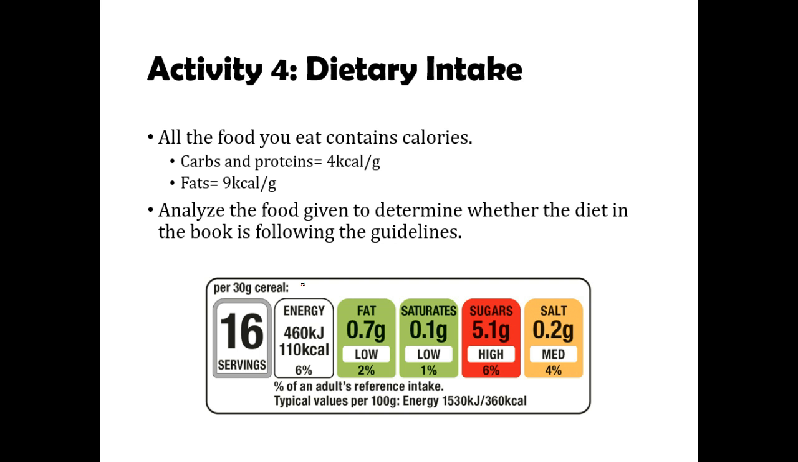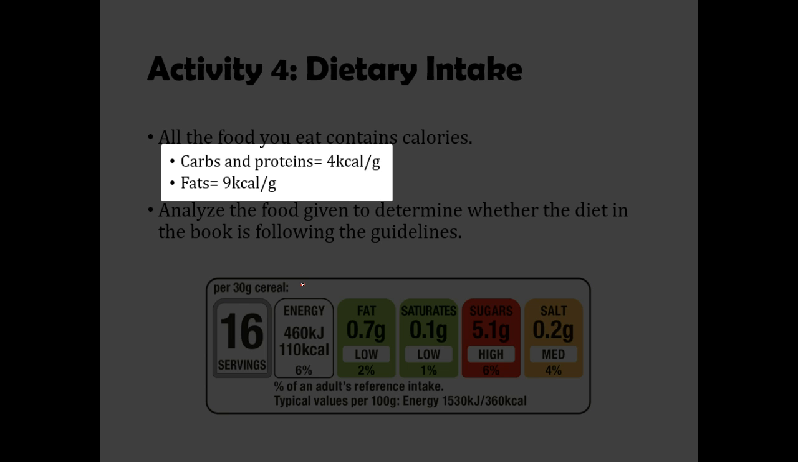So for every gram of carbohydrates that's, say, in a bowl of cereal, you're going to get 4 calories out of that. For every gram of proteins in the cereal, you're going to get 4 calories out of it. Now fats have a lot more calories than both carbs and proteins. For every gram of fat you consume, you're going to get 9 calories.